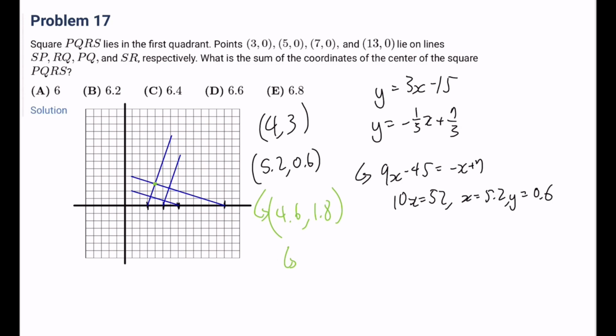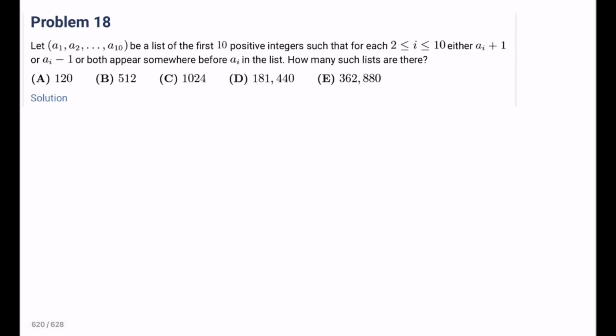And so this is going to give us, if we add these two, they're going to sum to 6.4. And so that is our answer. It's C.